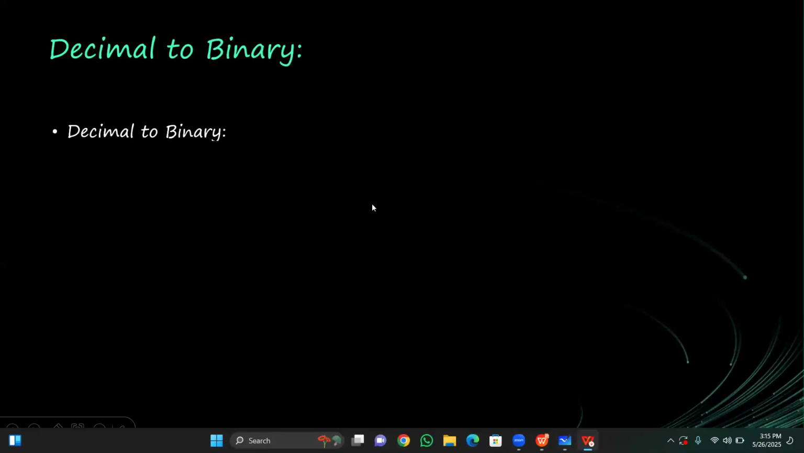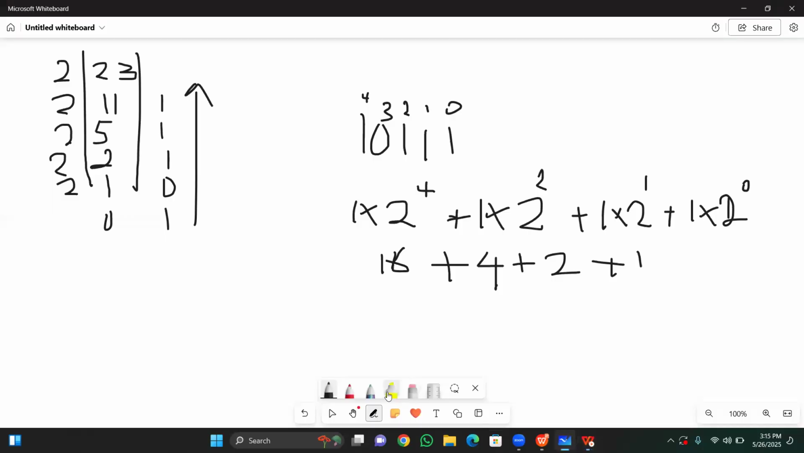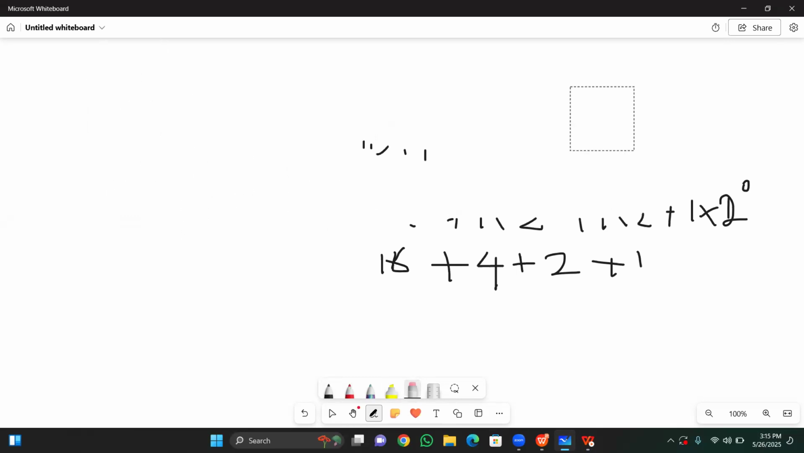So you can convert decimal to binary. That's what we have done repeatedly. And you can also convert decimal to octal. You do the same, but divide repeatedly by 8 instead of 2. Let's convert from decimal to octal. You just have to divide by 8 repeatedly. So I'm going to erase everything here. I think I'm enjoying my new board. This is Microsoft Whiteboard, amazing.